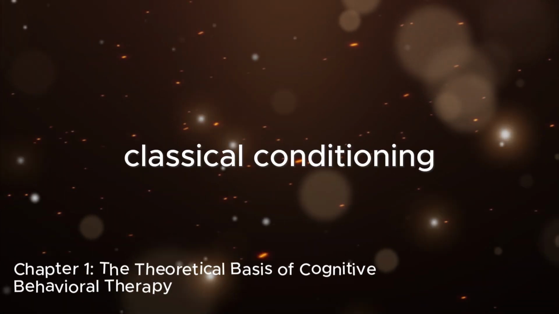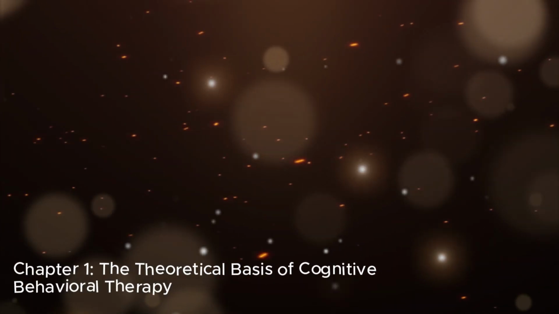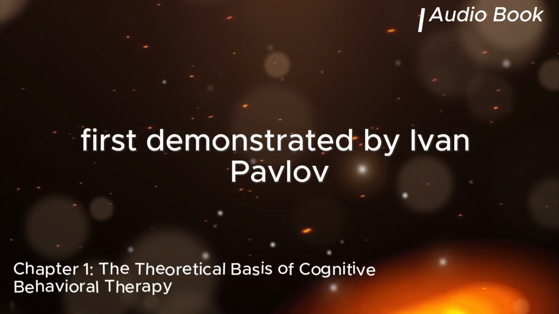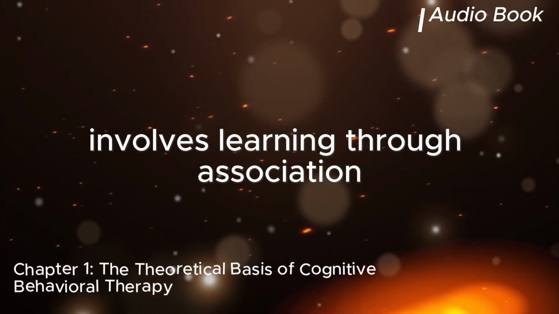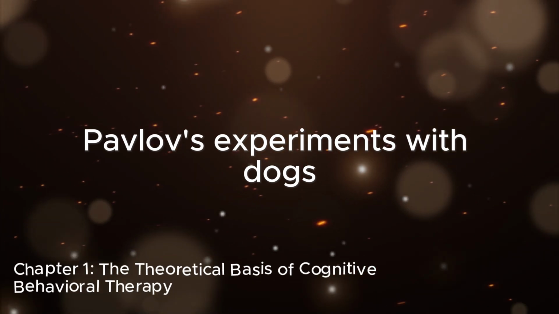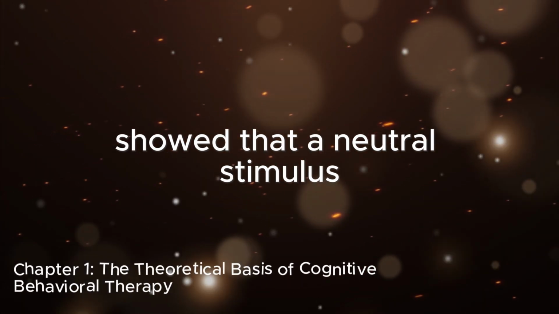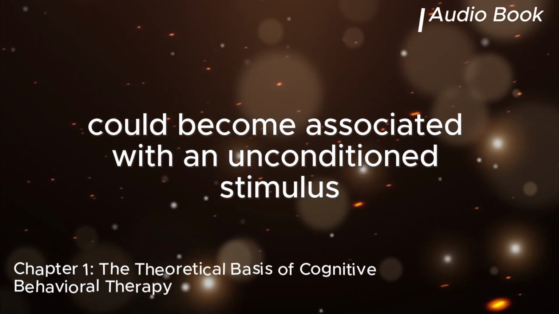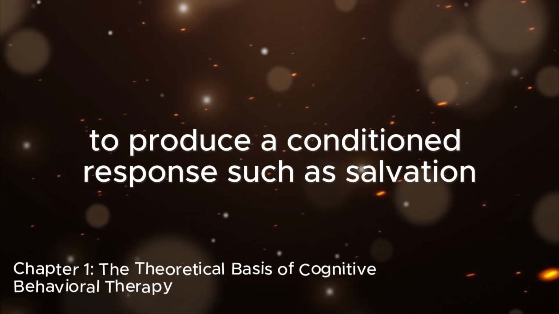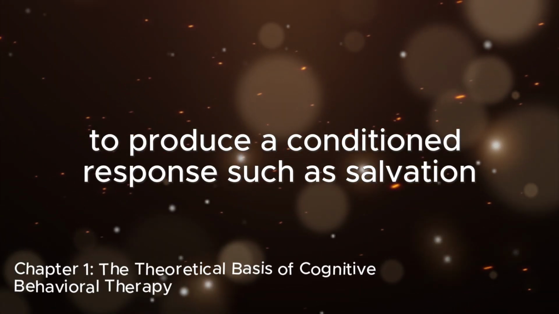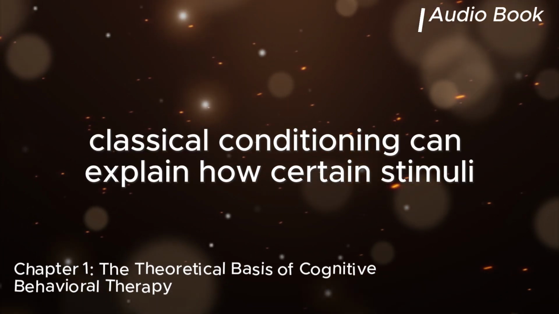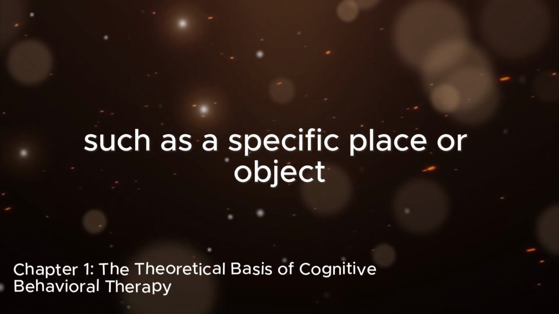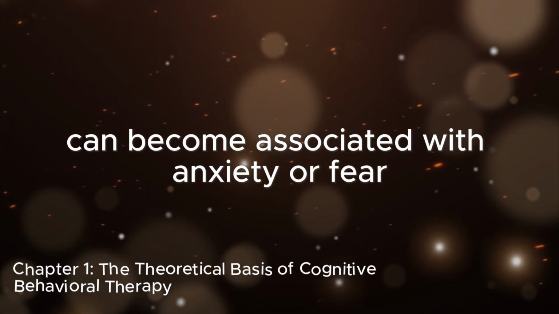1. Classical conditioning. Classical conditioning, first demonstrated by Ivan Pavlov, involves learning through association. Pavlov's experiments with dogs showed that a neutral stimulus, such as a bell, could become associated with an unconditioned stimulus, such as food, to produce a conditioned response, such as salivation. In humans, classical conditioning can explain how certain stimuli, such as a specific place or object, can become associated with anxiety or fear.